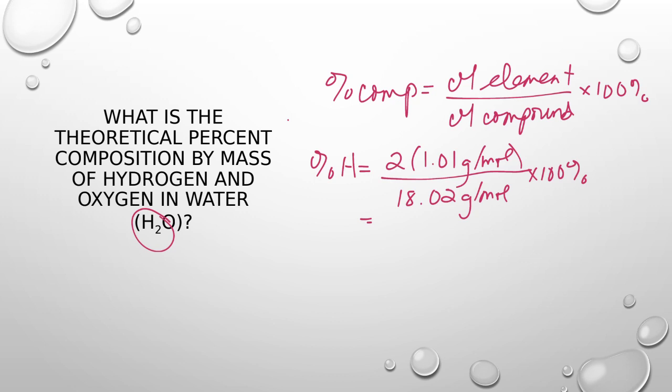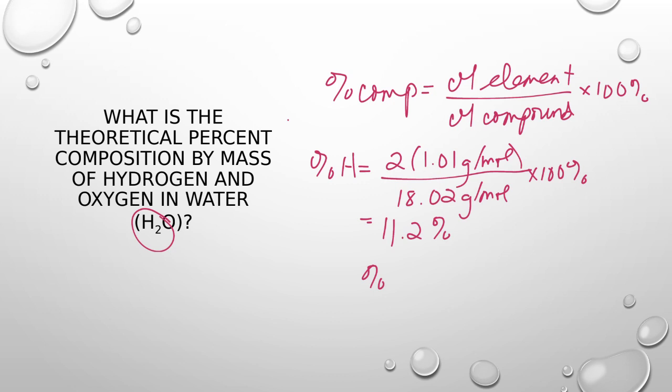Now here we are not using measured data. So we have our constant molar masses, but it's all we have. So we still have to use them. And because 1.01 has only 3 significant figures, we're going to round our answer to 11.2%.